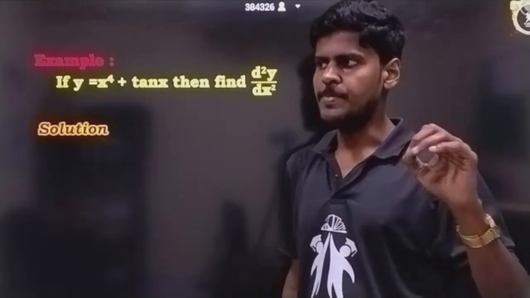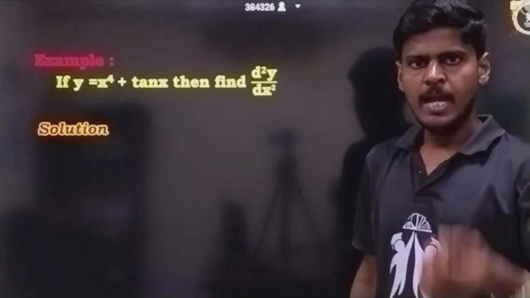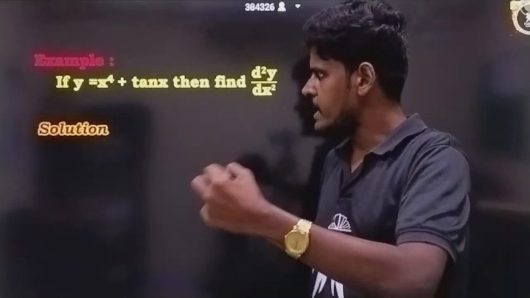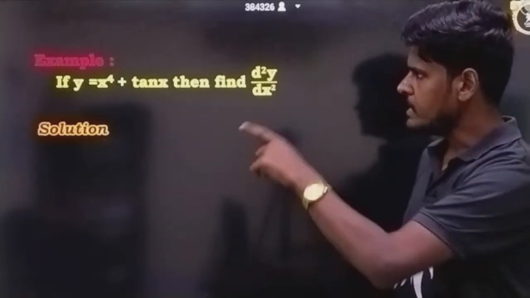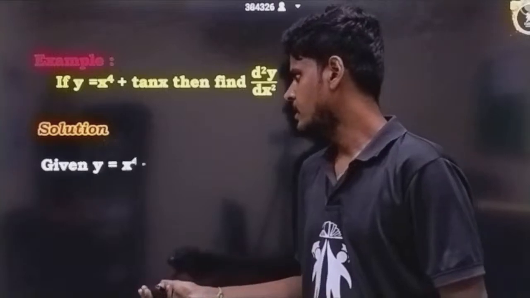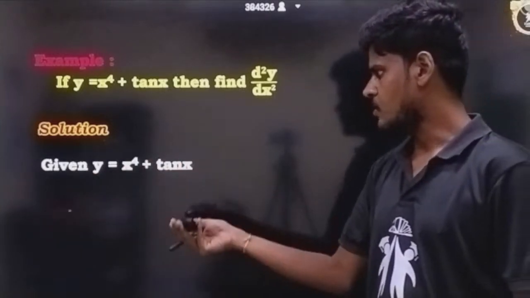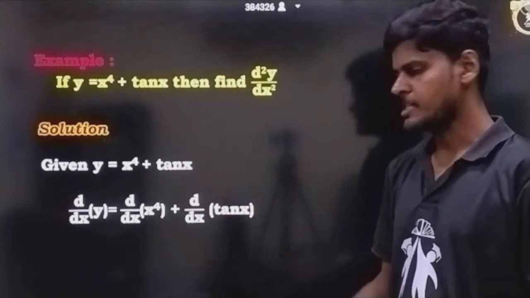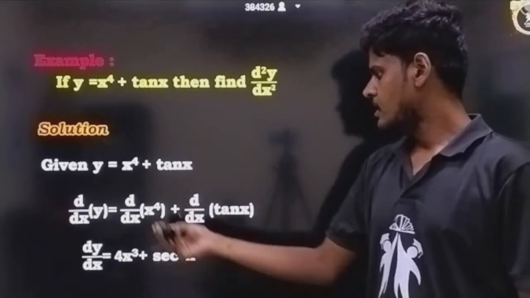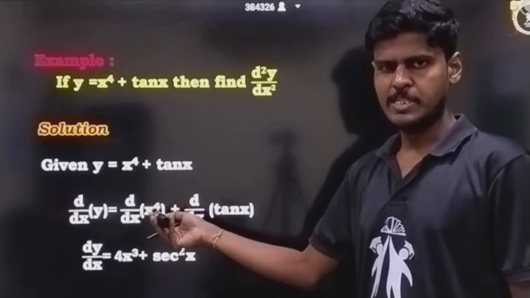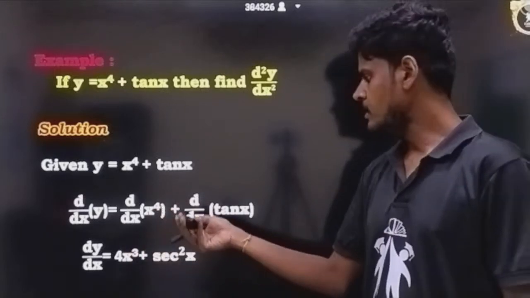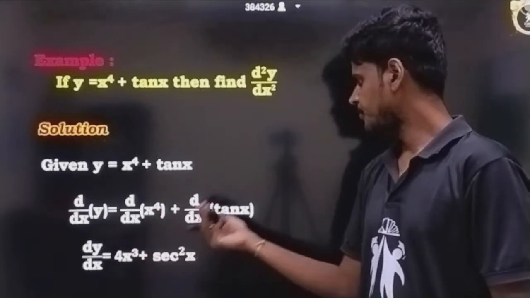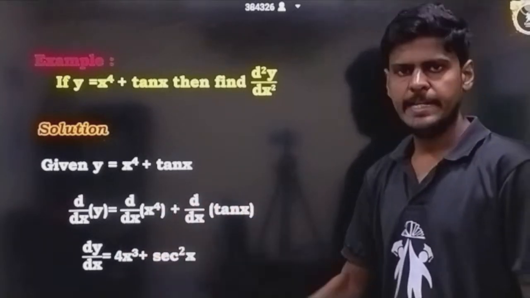The procedure is very simple. First we have to find dy by dx, and differentiate dy by dx again with respect to x, that is d square y by dx square. So dy by dx is equal to differentiation of x power 4 plus differentiation of tan x. What is the answer? x power n differentiation is n x power n minus 1. So this is 4x cube plus differentiation of tan x, which is secant square x.